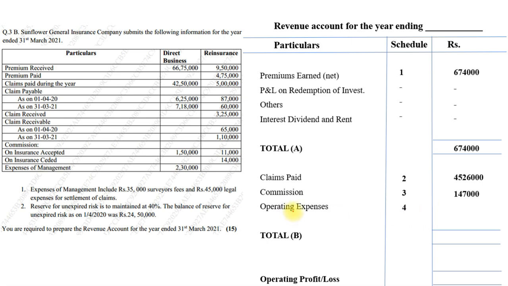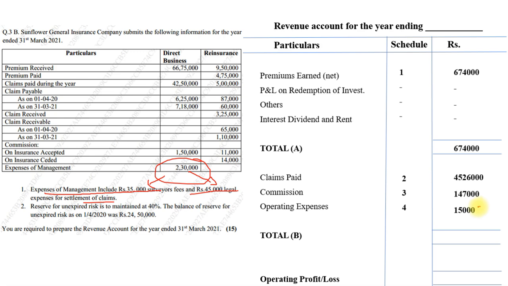Okay, last operating expense. Now for operating expense, I've not made a schedule. We'll take it calculated orally itself. Operating expense for management is given as 2 lakh 30,000. Now from the 2,30,000, there are some expenses that were given. Expense of management include 35,000 and 45,000, but that was for settlement of claim. So we have already added it in claim. So we will subtract 35,000 and 45,000 from 2,30,000 to get the operating expense value. Okay. So 230 minus 35 minus 45 comes to 1,50,000.